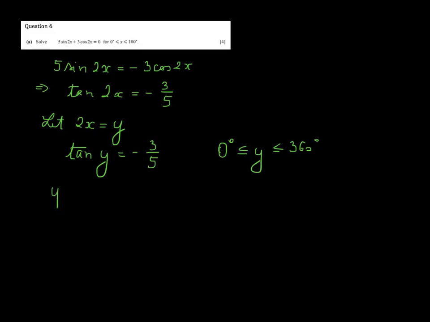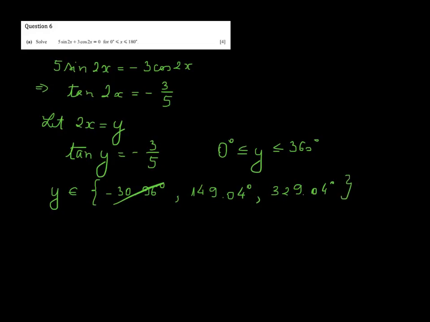Using my calculator, I can find that y equals, if I input inverse tan of negative 3 over 5, I will find y equals negative 30.96 degrees. Because my domain is in degrees, I need to give my answers in degrees. This is not in the domain, so not applicable. But then the next one, the period of tan is 180 degrees, so I add 180. My next angle is 149.04 degrees. Add another 180, so I get 329.04 degrees. I can't add another because I'm going out of the domain.